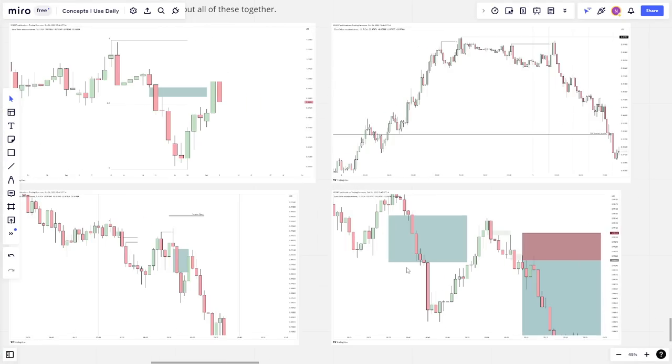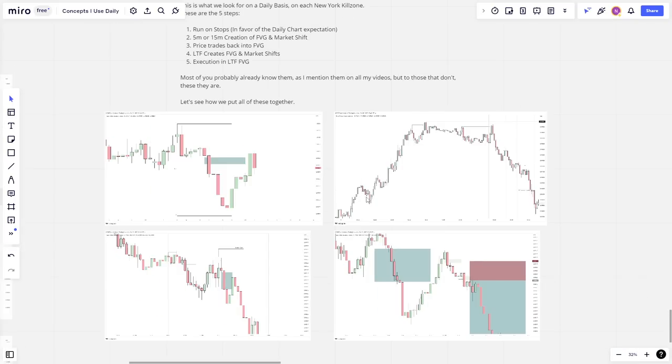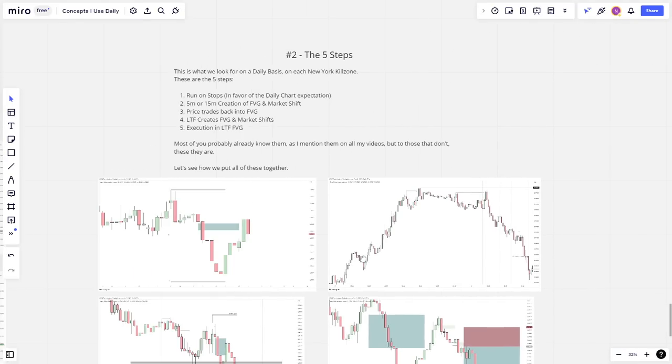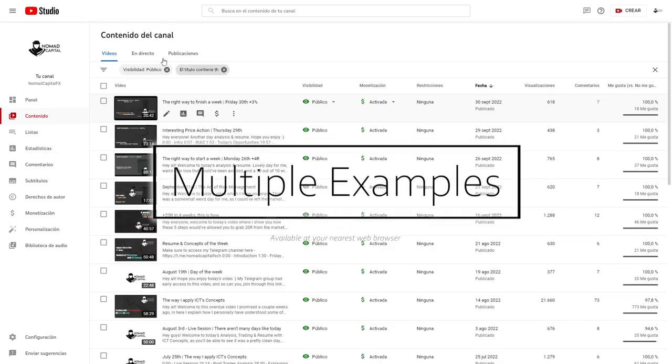Ideally, we avoid those kind of trend trades, or we're targeting something really safe. Really safe. Cool. Now, I wanted to do examples, but I decided to show you this.